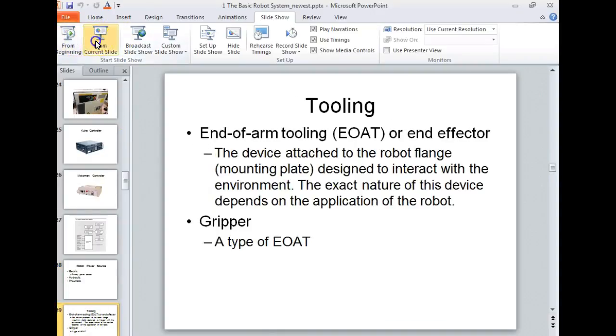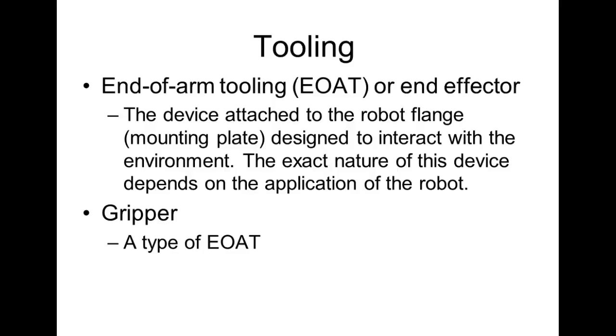End of arm tooling, everybody okay there? So a lot of this is a repeat from intro. These are the devices that attach to the robot, also called an end effector, also called a tool. Just about all textbooks are going to call it this or that. This is a device attached to the robot flange designed to interact with the environment and to do what the robot was established to do. A lot of people think that a gripper and an end of arm tool are the same thing. Is that true? It's a type of end of arm tool. Everybody understand that?